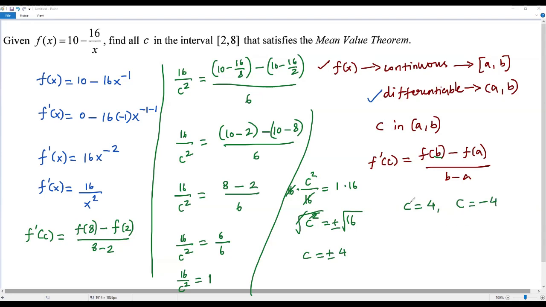According to the mean value theorem, the value we get for c has to be in the open interval. We have a closed interval in the given question, and we have to change it to the open interval. So here we have 4 and negative 4, and we have to check which one comes in the open interval of 2, 8. Clearly 4 is the value in the open interval 2, 8, because between 2 and 8 all the values will be positive. So we can ignore the second value of c. Therefore c equals 4 in the open interval 2, 8. For the given function, the value of c in the interval 2, 8 that satisfies the mean value theorem is 4.